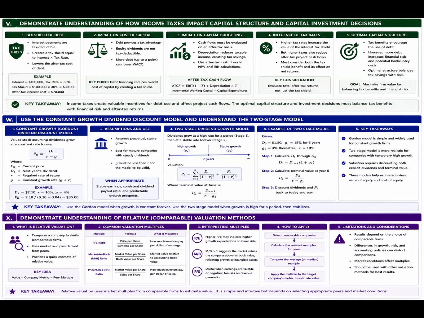X. Demonstrate understanding of relative, comparable, valuation methods. Relative valuation compares a company's market multiples to those of similar firms. Common ratios include price/earnings, PE, market to book, and price/sales ratios. PE ratio reflects how much investors are willing to pay per dollar of earnings. Higher ratios may indicate growth expectations or lower risk.